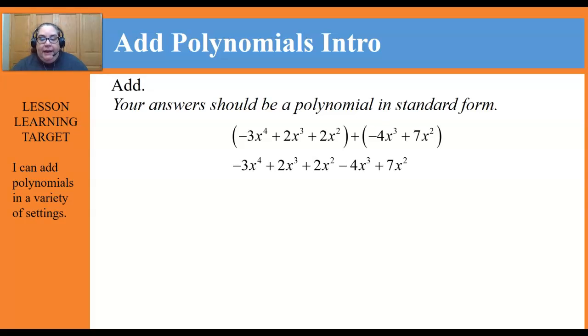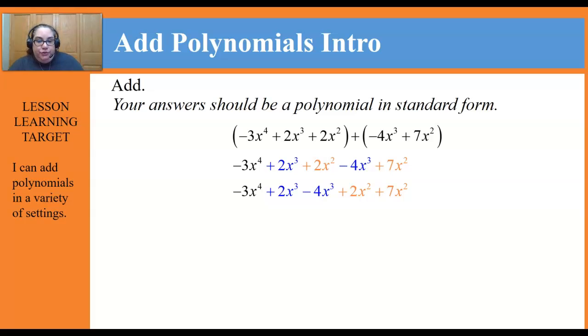Now I'm going to look for my like terms. So remember, like terms means same exact variable with same exact exponent. And as I look, I do not have a like term with the negative 3x to the fourth. I do have two x to the third terms, and I have two x squared terms.